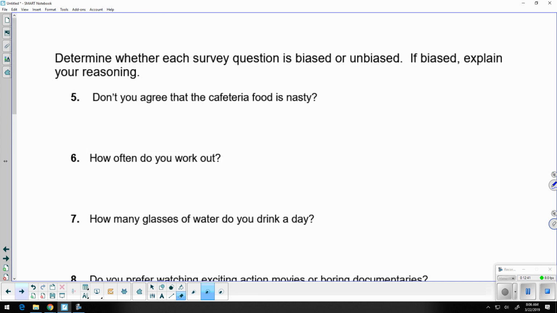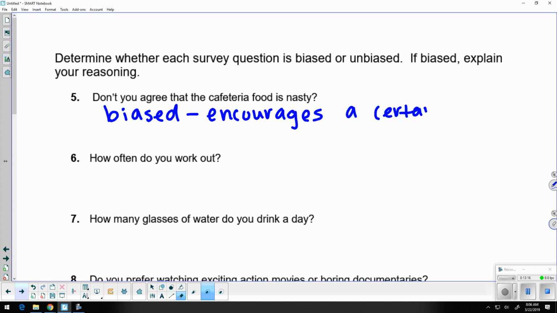So we were trying to determine if these questions are biased or unbiased, and if it is biased, explain your reasoning. So for example 5, don't you agree that the cafeteria food is nasty? Okay, so even just reading that, obviously I'm encouraging you to basically agree with me, right? So this is definitely a biased question. So if I had to describe why this is biased, again, I'm encouraging a certain response out of you. And that's something that you want to avoid. This encourages a certain response. By starting off saying, don't you agree, I'm encouraging you to agree with me.